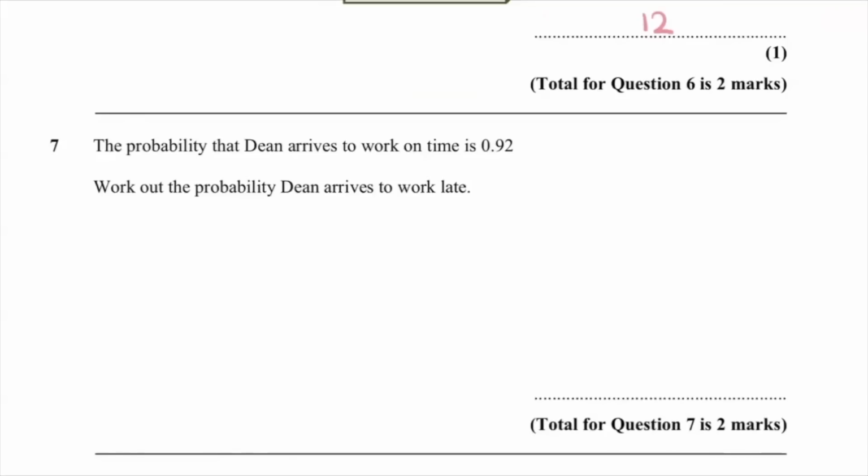The probability that Dean arrives to work on time is 0.92. Work out the probability that Dean arrives late. What we're being tested here is that we know probability adds to 1. So 1 take away 0.92 is the maths. Best way to think about this is it's a pound, take away 92 pence. So you've got 8 pence left, 0.08.